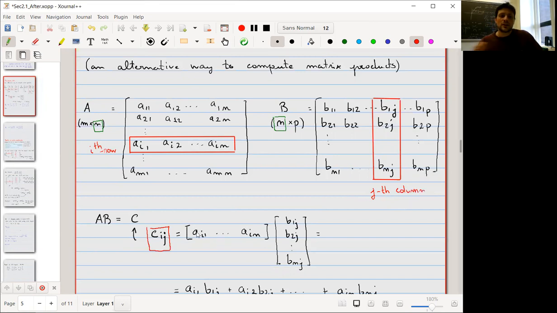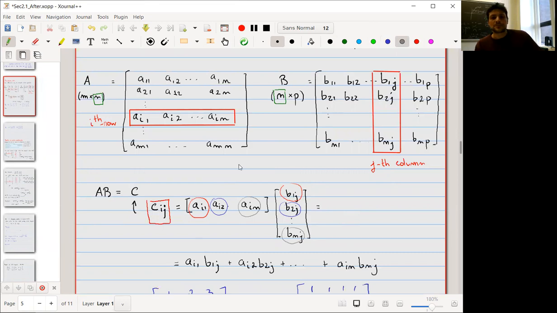Notice that for this setup, we may think of the ith row of A as a matrix, and we know how to multiply a matrix times a vector. So the way these two will be paired up will be that Ai1 will be multiplied with B1j, and then so on. If I have Ai2, this will be matched with B2j, and so on, all the way up to Ain times Bnj.